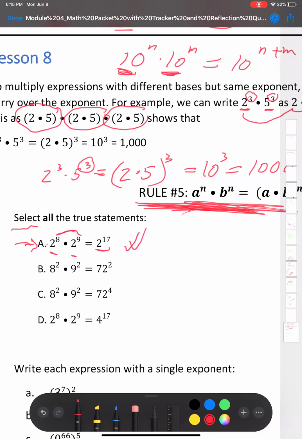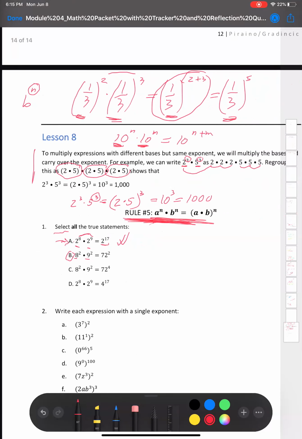How about this one right here? 8 squared times 9 squared. Do we have the same base? No, we don't. So that means we're going to be using this rule right here, because this is the only rule that's dealing with exponents where the base is not the same, but the exponent is the same. So what do you do with this one? You're going to combine the bases. So you're going to do 8 times 9, and you're going to carry over the exponent.